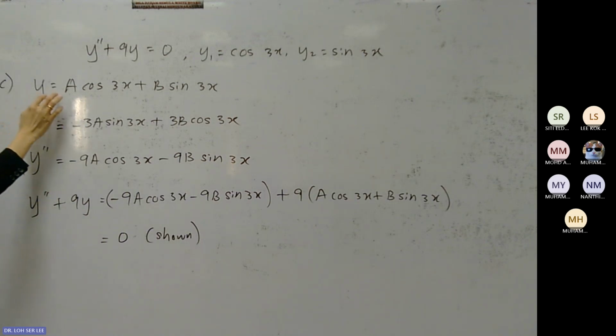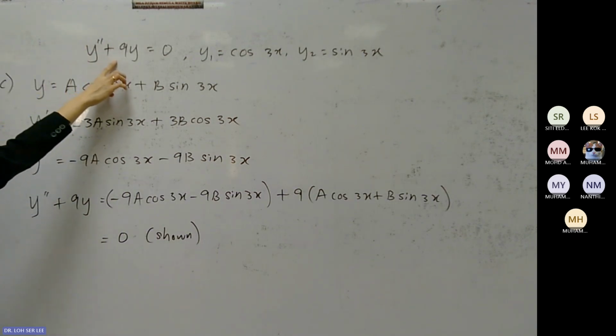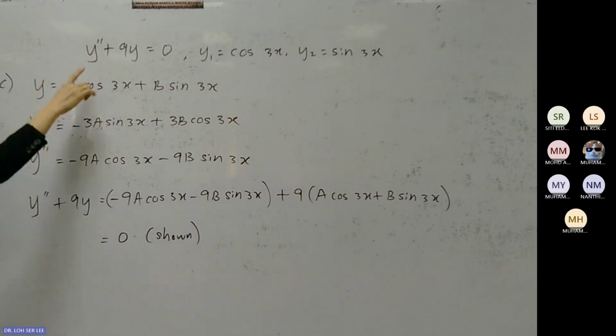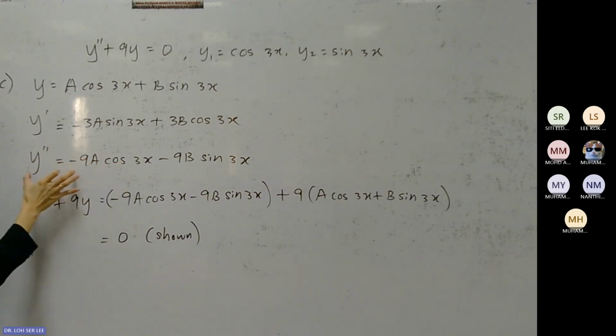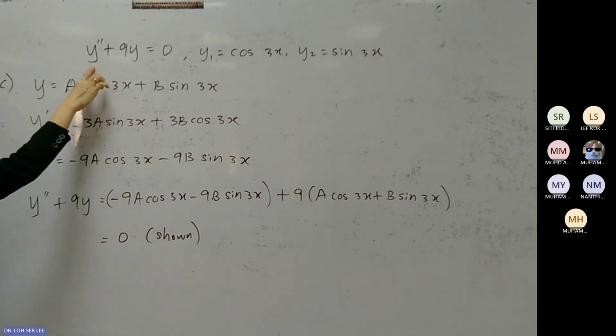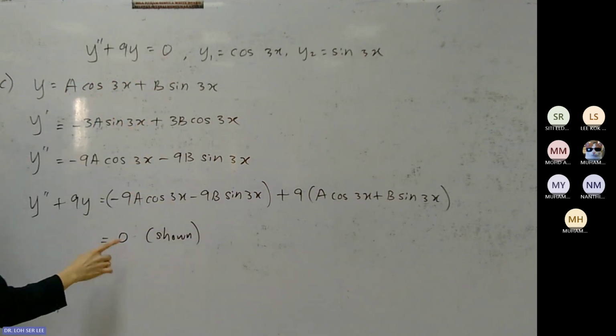Steps. We want to show that this is the solution of this differential equation. So we have to differentiate twice because we have y double prime, so we have to differentiate until y double prime. Then we substitute y double prime into here, and the y into here. So check whether the right-hand side you get 0.